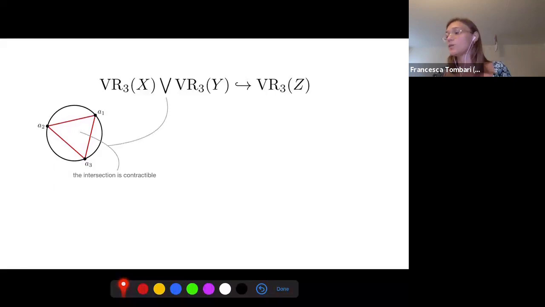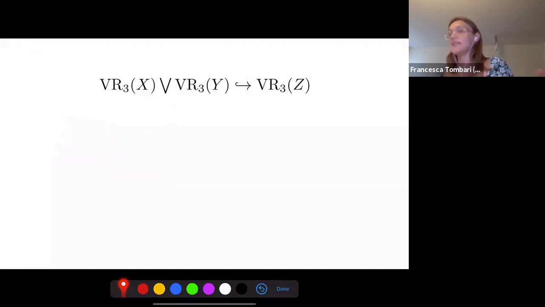That's because the Vietoris-Rips complex of the intersection A is a triangle, which is meant again to be filled in. And so these two pieces are gluing into something contractible. And so it's going to be a wedge, right? Cool. All right, so we have this inclusion.